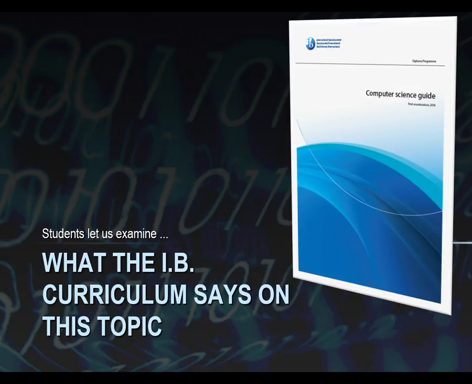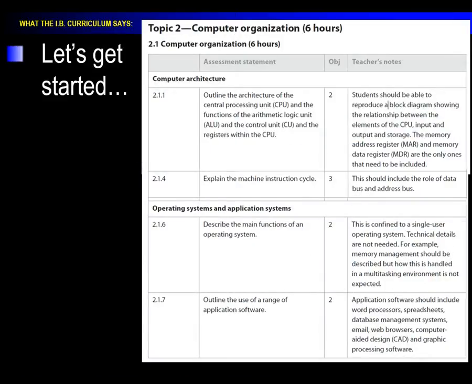So, here's what the IB curriculum actually says you need to know about this. First point, outline the architecture of the central processing unit, the CPU, and the functions of the arithmetic logic unit, the ALU, and the control unit, the CU, and the registers within the CPU. So there are some terms here you're going to learn: CPU, ALU, CU, and registers. What do all those things mean from an architecture standpoint? It says here, students should be able to reproduce a diagram showing the relationship between the two, including memory address registers, memory data registers, etc.